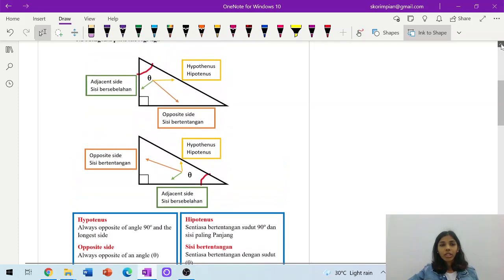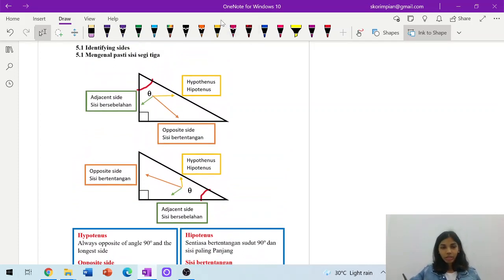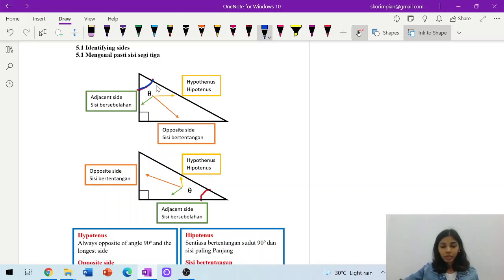If you see in a right angle triangle, you have 3 sides here: adjacent, hypotenuse and opposite. Sisi bersebelahan, hypotenuse, and sisi bertentangan. How do you identify them? This is the angle given to you. Remember, the longest one, yang paling panjang, is hypotenuse, followed by, this is your angle.